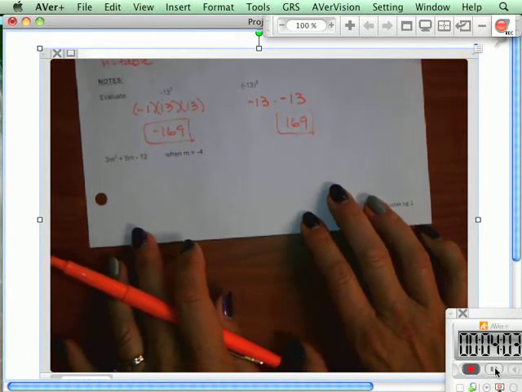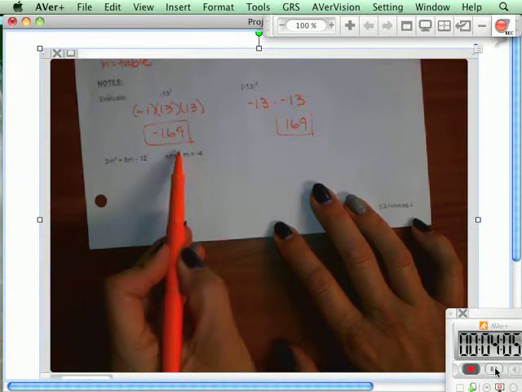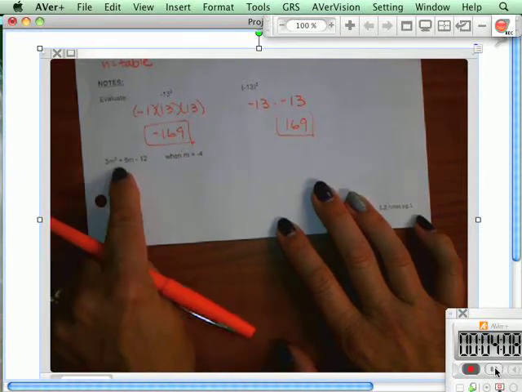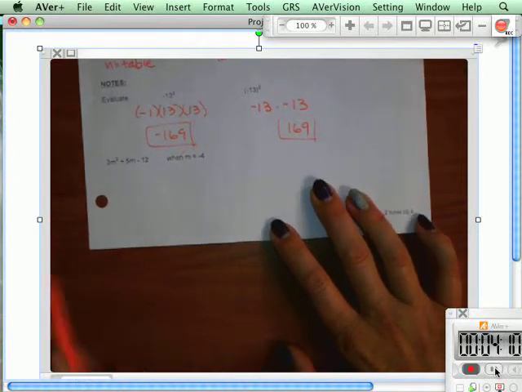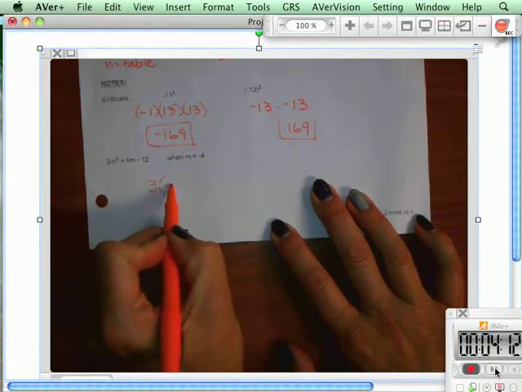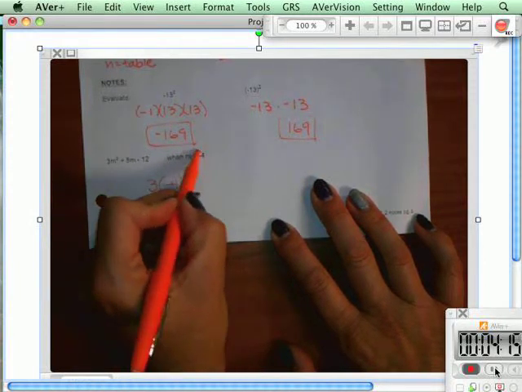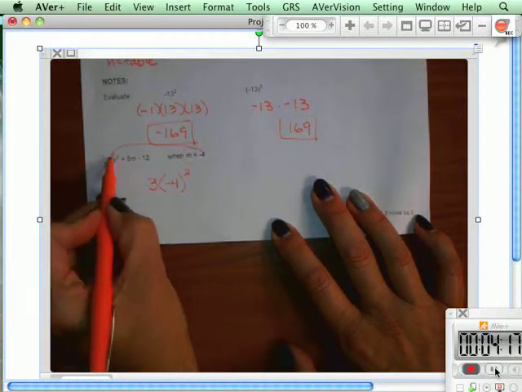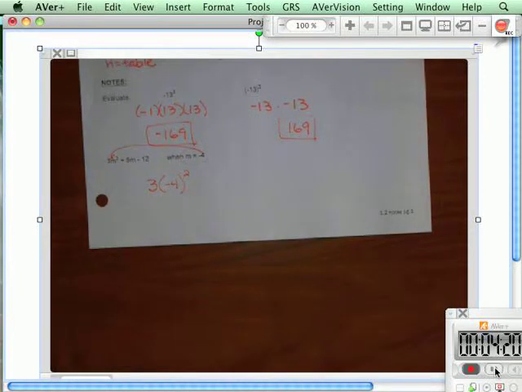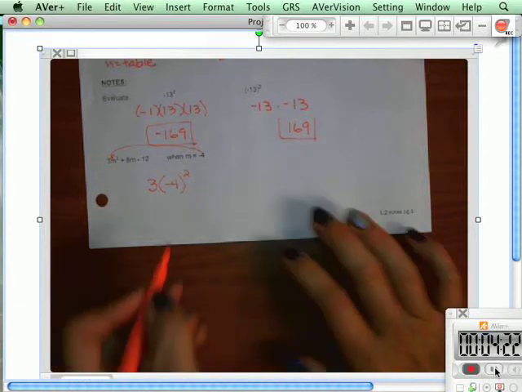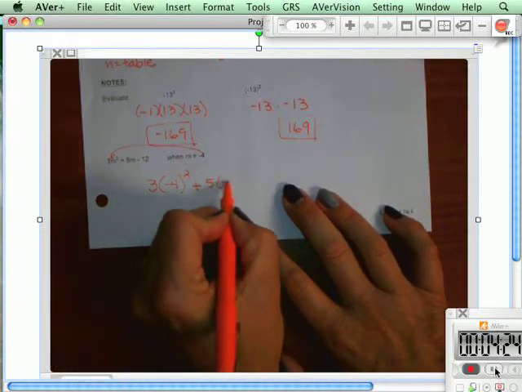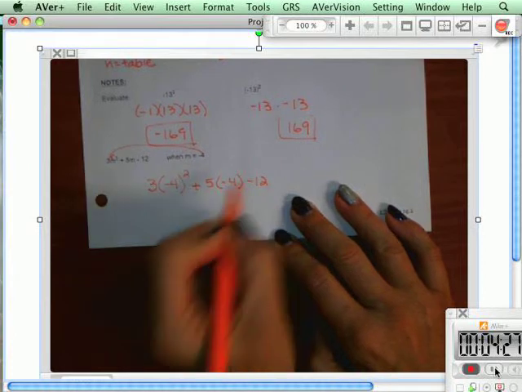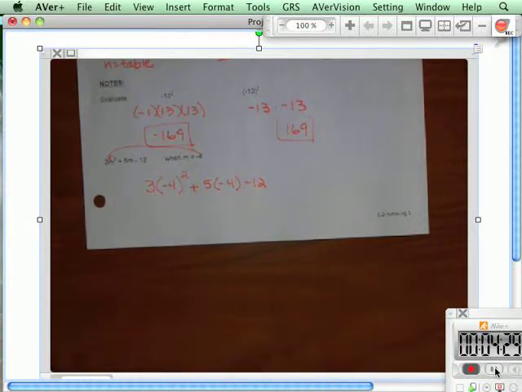All right. Evaluate. That means you put the value of m into this expression right here. So it's just going to look like this. Now I am squaring negative 4 because that is the value of m. I'm squaring negative 4, plus 5 times negative 4 minus 12. So is that first term going to be positive or negative? Positive, because you're squaring negative 4 and then you're multiplying by 3.